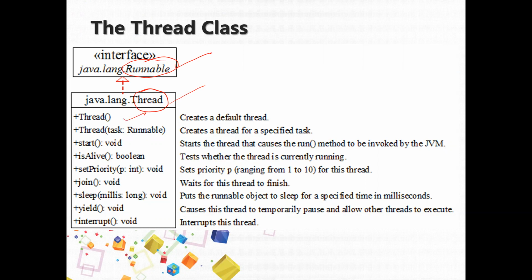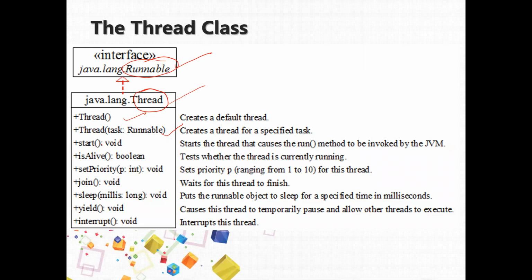The first one is a Thread constructor, and the second one is also a Thread constructor. Here we are watching two constructors. The first creates the default thread. If you use this constructor, it creates a default thread, and if you use this constructor, it creates a thread for a specific task, from a Runnable interface object. And you have a start method which starts the thread. Starting the thread means it starts executing the run method inside the thread body.